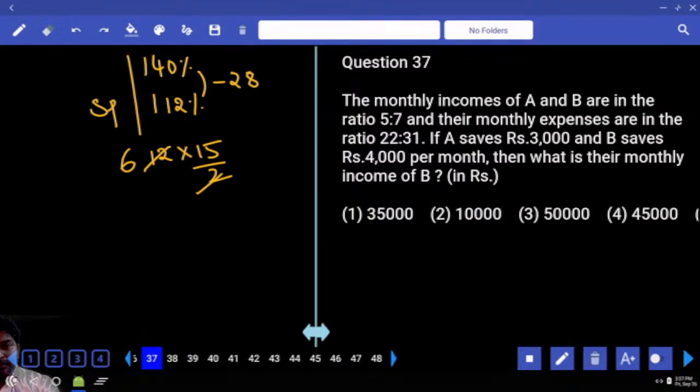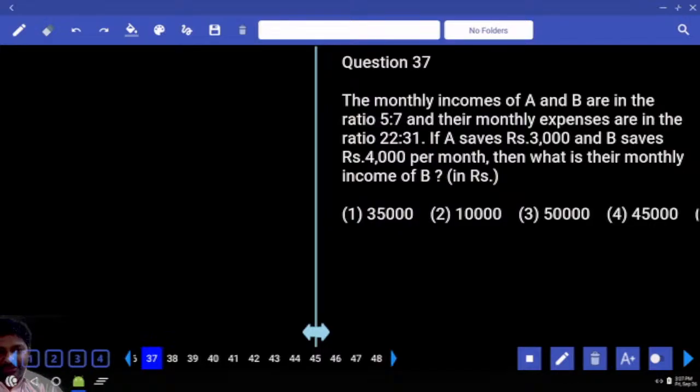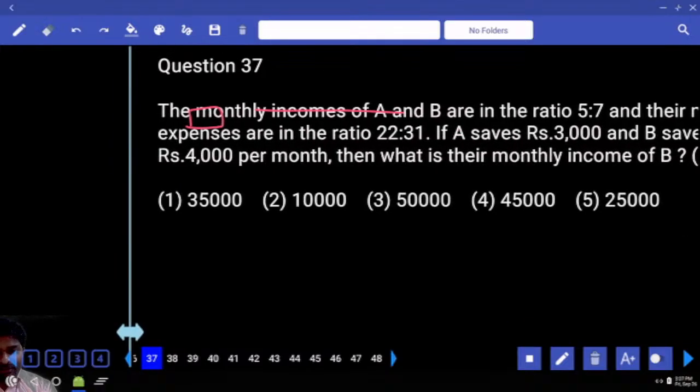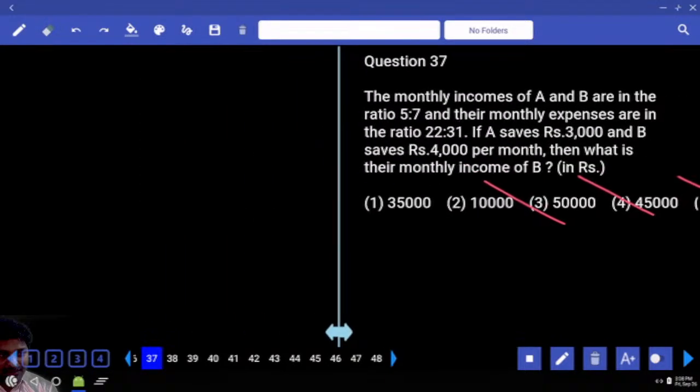Next. Monthly incomes of A and B are in the ratio 5:7. Their monthly expenses are in the ratio 22:31. If A saves 3,000, B saves 4,000 per month, what is the monthly income of B? Incomes of A and B are in the ratio 5:7, where B is 7 parts. The answer must be a multiple of 7. Can it be the first option, second, third, fourth, fifth? There is only one multiple of 7. Final answer.